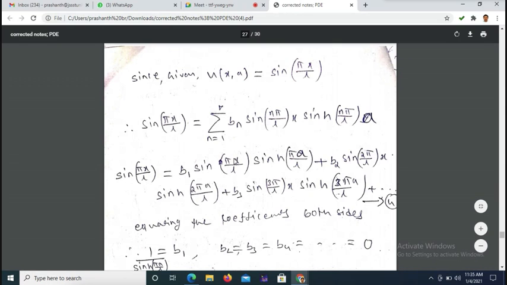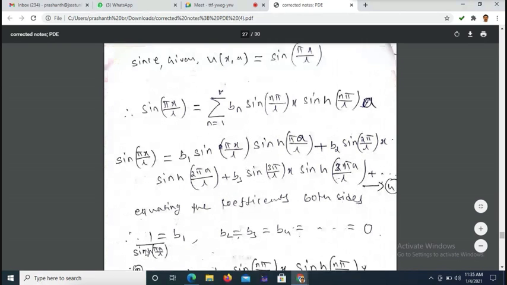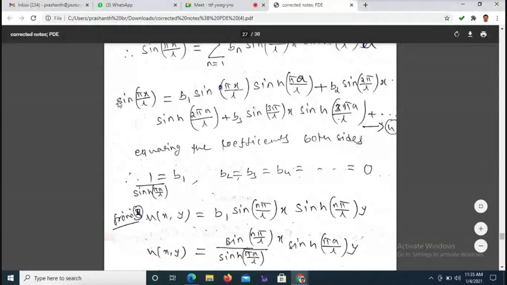In the left side, 1. So sinh pi a by L comes to the denominator, so that B1 is 1 by sinh pi a by L. Understood? Here left side 1, right side what? B1 into sinh pi a by L. The sinh pi a by L comes to 1 by that. Hence.